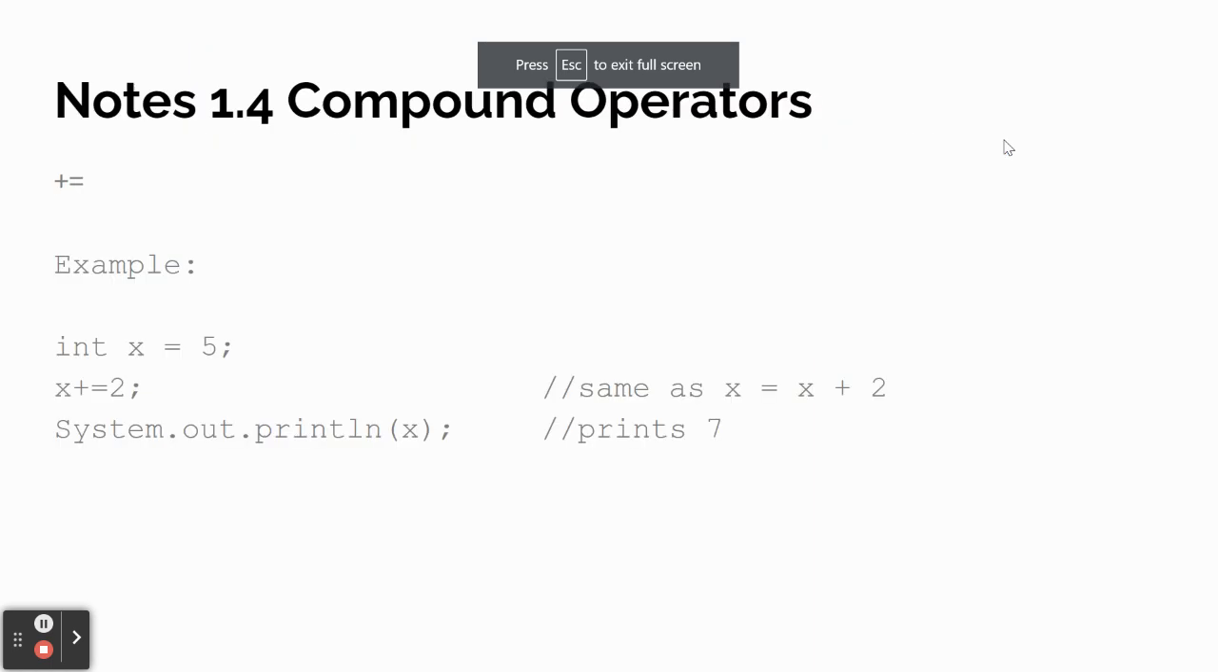Okay, so we've got another new thing. It's called compound operators. So we'll start with the most common one, plus equals. It means add 2 to that variable, or add whatever number is after. Here's an example. I make an integer x, I put 5 into it, and I say x plus equals 2. That's the same as saying x equals x plus 2. So when I run this code, it prints a 7. So plus equals, I mean, it looks cryptic, but you just have to remind yourself, that's just adding 2 to the variable that's on the left.